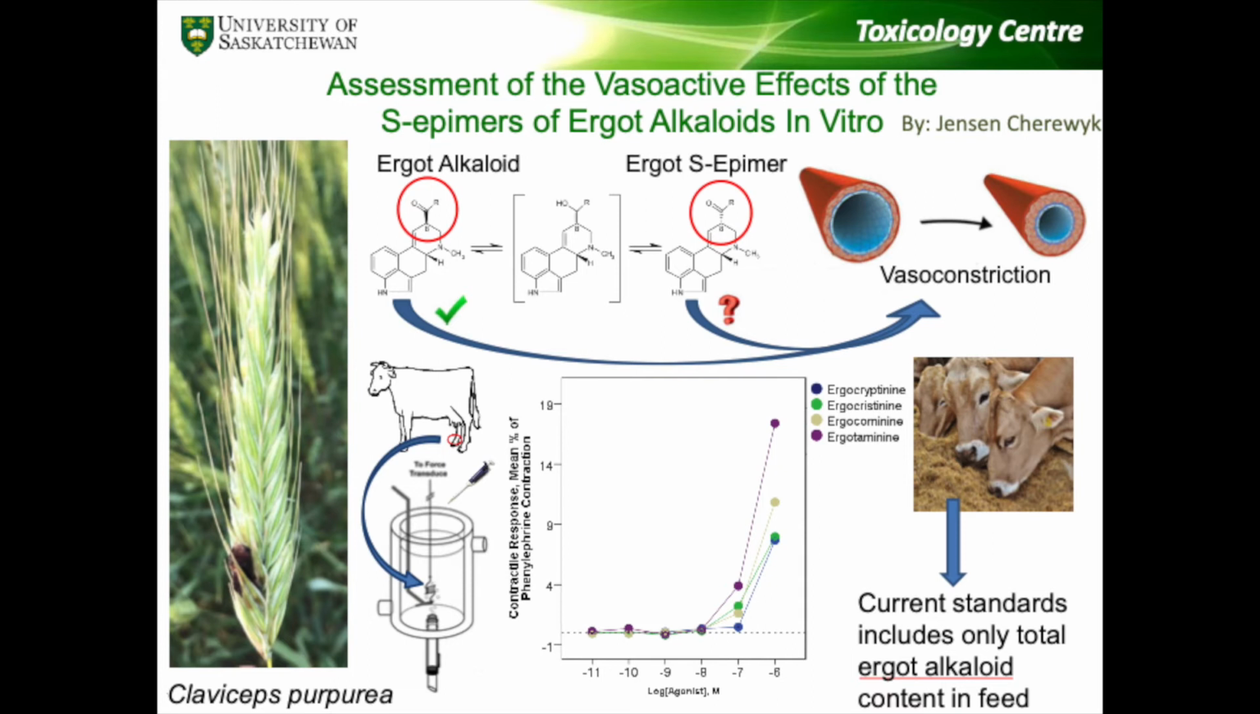It is known that when you consume ergot alkaloids, they cause vasoconstriction, which is the constriction of blood vessels. This can then lead to loss of tissue and, in severe cases, even loss of limbs. But what we don't know is if ergot S-epimers cause vasoconstriction and the toxic effects associated with it.